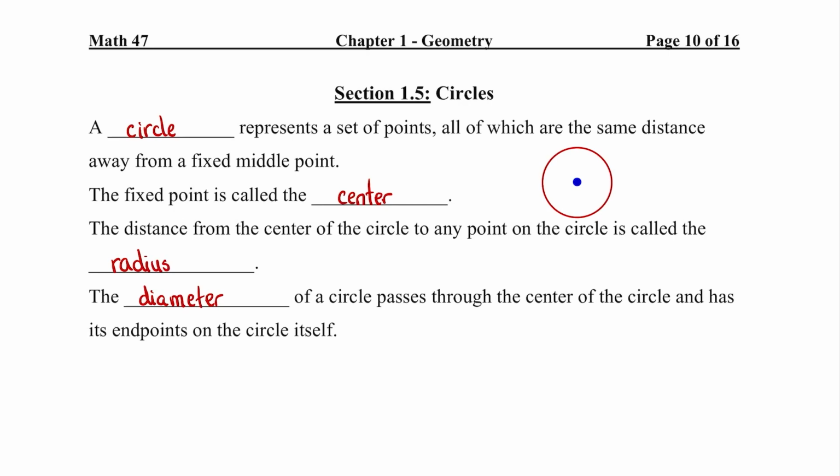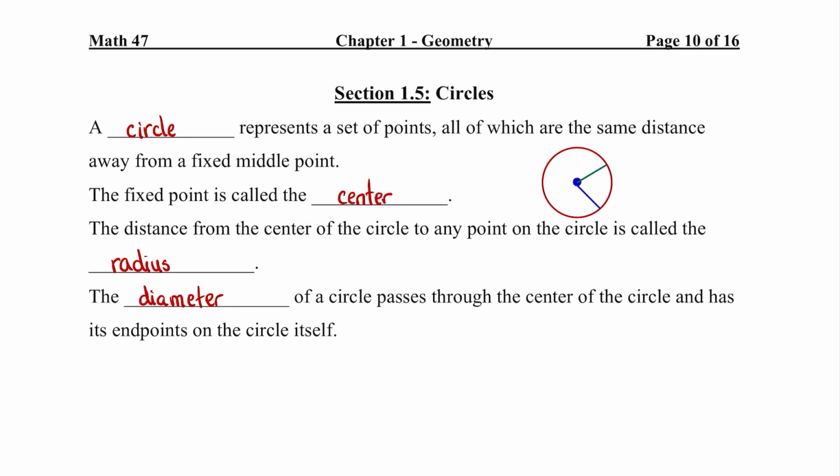So for example, this green line will have the same distance as this blue line, or any line that is connecting from the point to the edge of the circle. And the distance from the center to the edge of the circle is called the radius. So this is radius, this is radius, this is radius, this is radius, and this is radius.